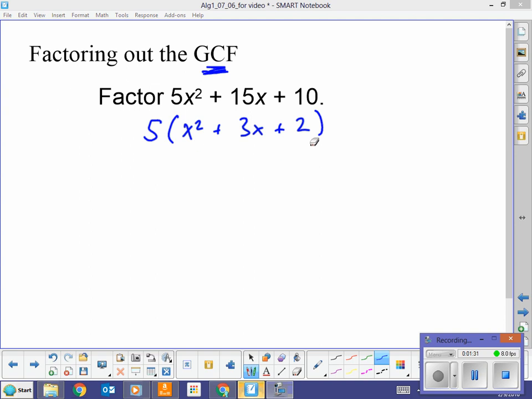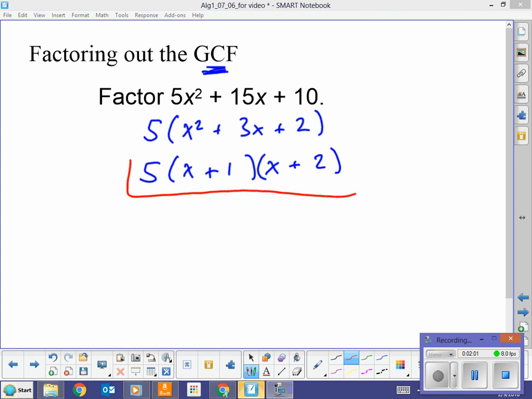Now I have to see if I can factor this again using our simple factorable method. So x squared plus 3x plus 2, I know I'm going to want an x here and here, and I need a pair of numbers that multiply together to equal 2 and add together to equal 3. Well, with our luck, 2 is prime, so there's only one pair of factors, 1 times 2. And those two add together to equal 3. So this is the complete factorization of the original trinomial.